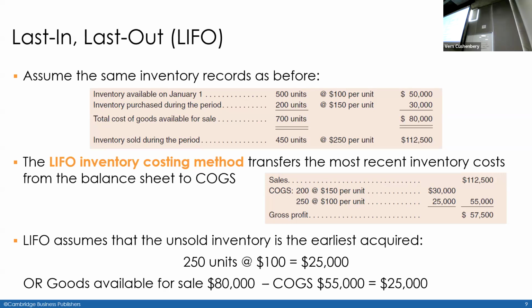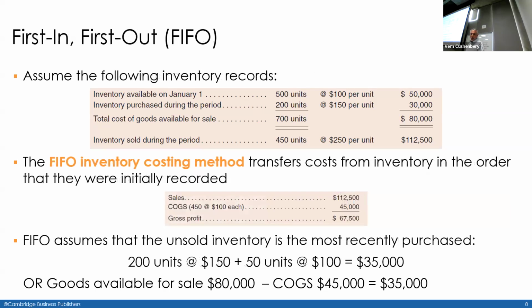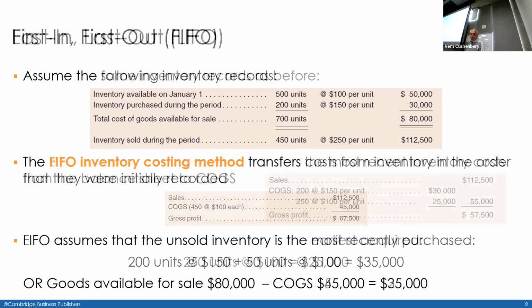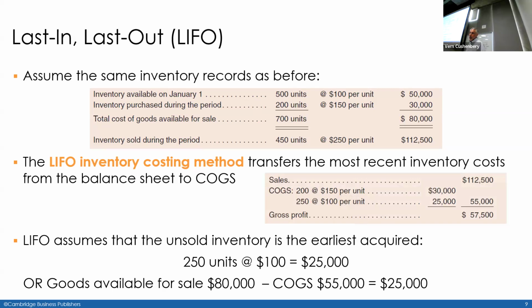So now we have 450 units. The first 200 were at 150 per, the next 250 were at 100 per. That totals $55,000, and your gross profit is $57,500. That's quite a bit lower than what we saw on the last screen. So we just took our gross profit from 67,000 to 57,000. So that's 10,050. That's not quite a 20% difference in your gross profit.